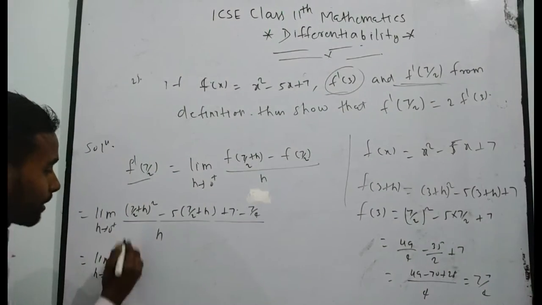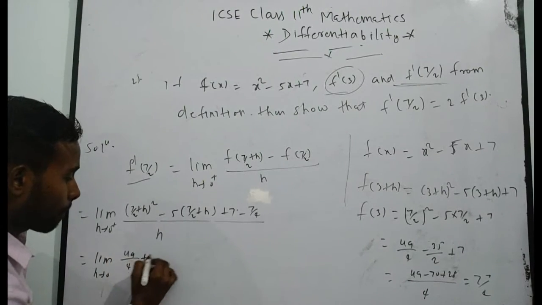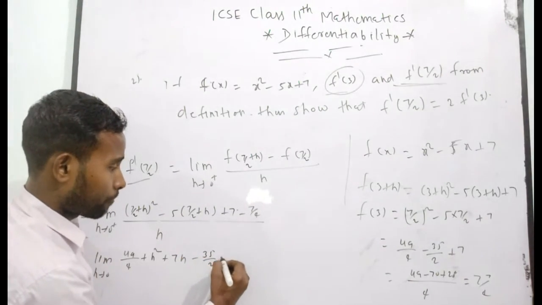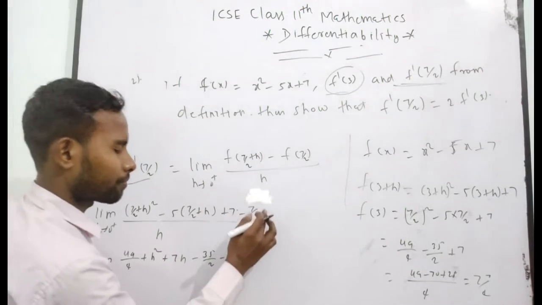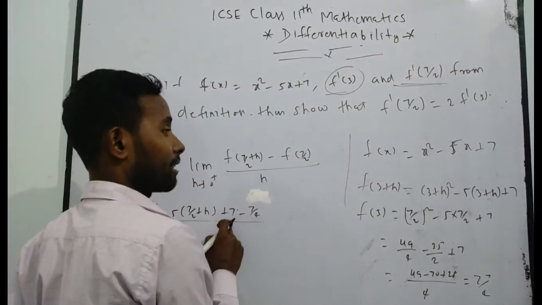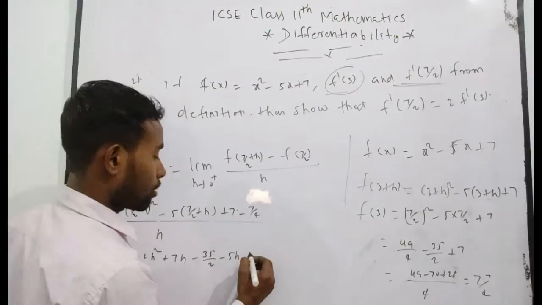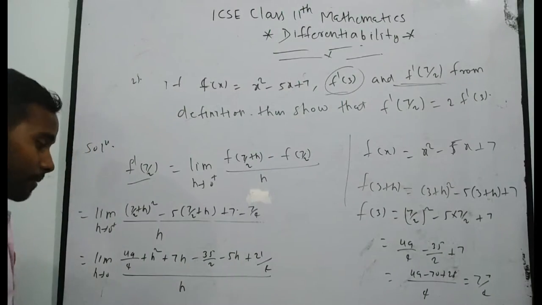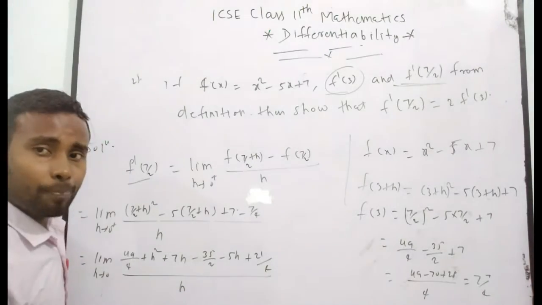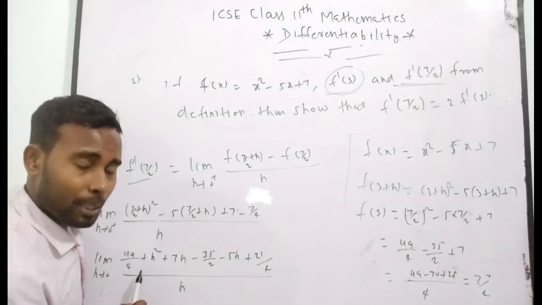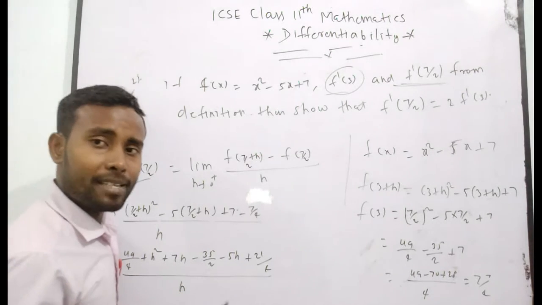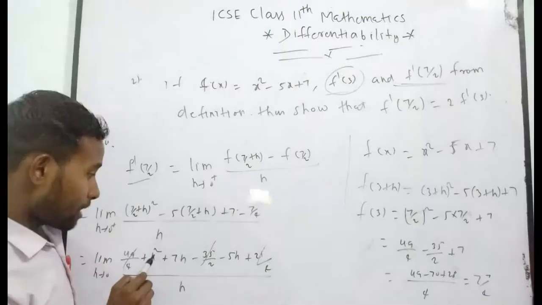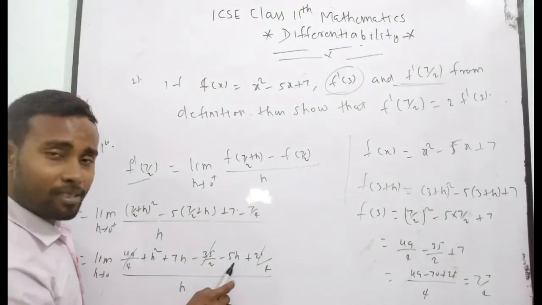Remove the whole expression. Now I want (7/2 plus h) whole square, that means 49 by 4 plus h square plus 7h, that means a square plus b square plus 2ab. Here it will be minus 35 by 2 minus 5h plus 28 minus 7, that means 21 by 4, divided by h. Now you see that here 49 by 4 and 21 by 4 will be 70 by 4, which means 35 by 2. This 35 by 2 is positive and here you also get negative, so both terms will be cancelled, and the remaining terms will be h square plus 2h.